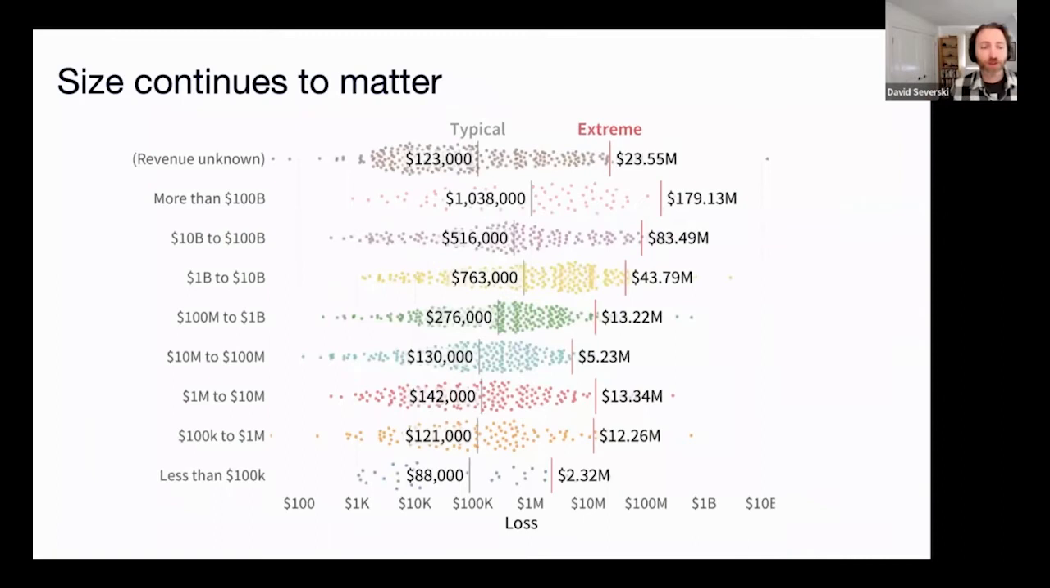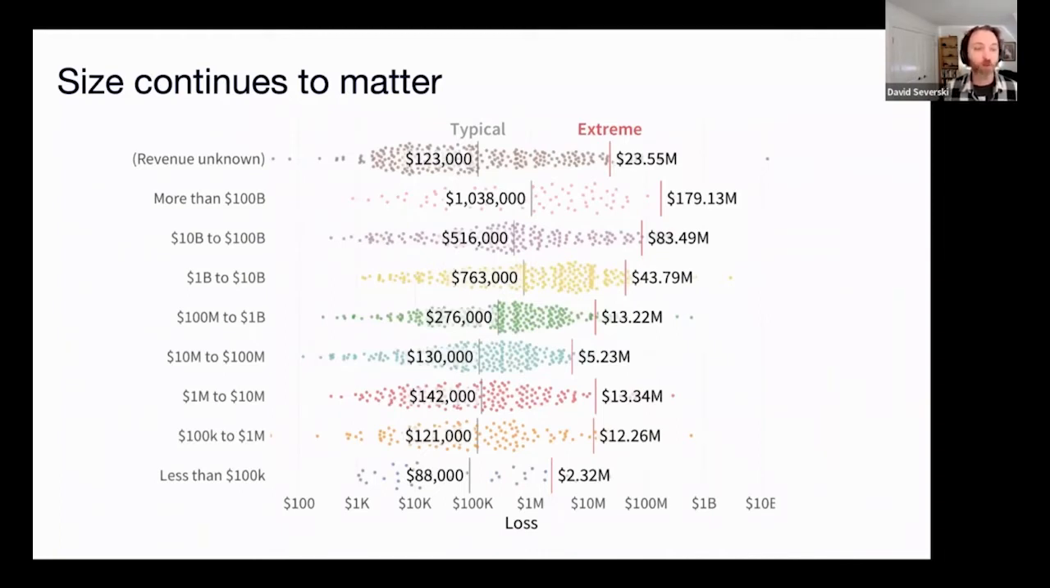So in addition to typical and extreme, we see this pattern across size of organizations. We're looking here again at our largest firms, those of 100 billion, all the way down to very tiny firms of less than $100,000 in annual revenue. And we see this typical pattern where, for a firm that is 100 billion or more, a $1 million loss is certainly not trivial, but is not threatening to the existence of the organization. But that extreme value is much, much higher.